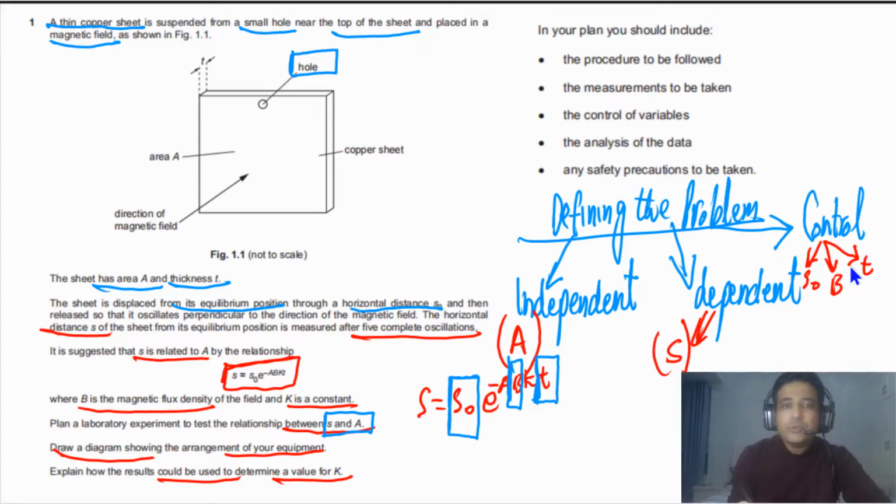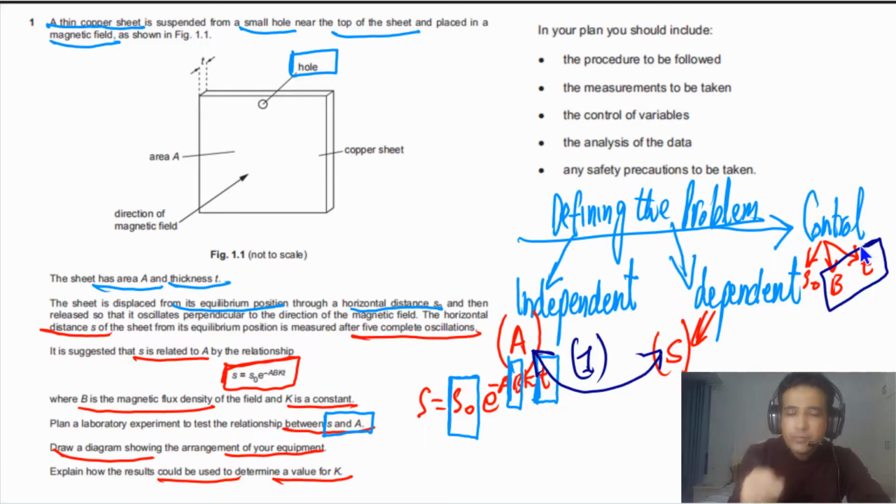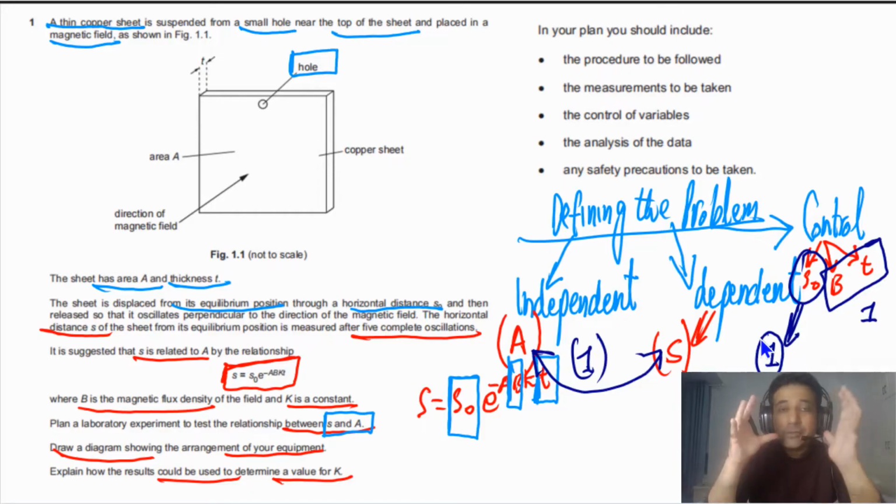If you have written these points until now, you will get 1 mark. If you have written these two, you will get 1 mark. You will get 1 mark for writing this one, and 1 mark for writing these two. If you have written that these two are constant, you will also get 1 mark. And if you have written that S0 also has to be kept constant, you will get another mark. So you will get 3 marks if you have written only the independent variable, dependent variable, and control variables. And these are very easy to find. You just look at the equation and you can figure out these variables.